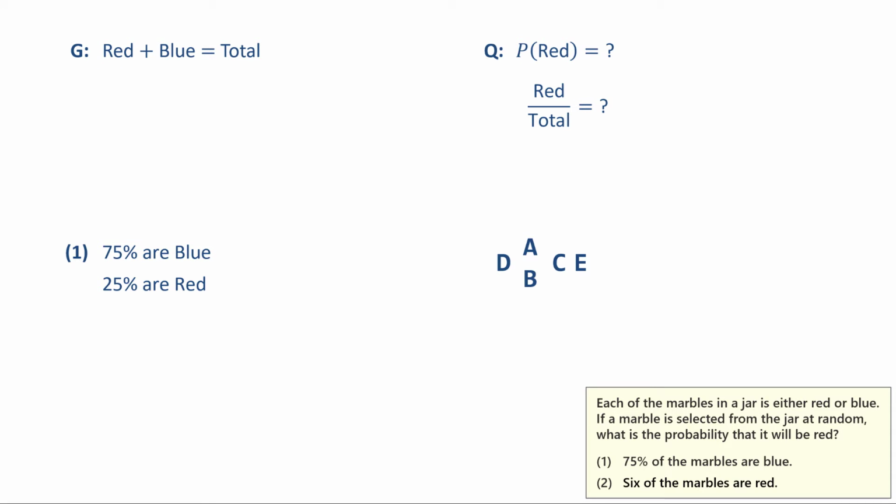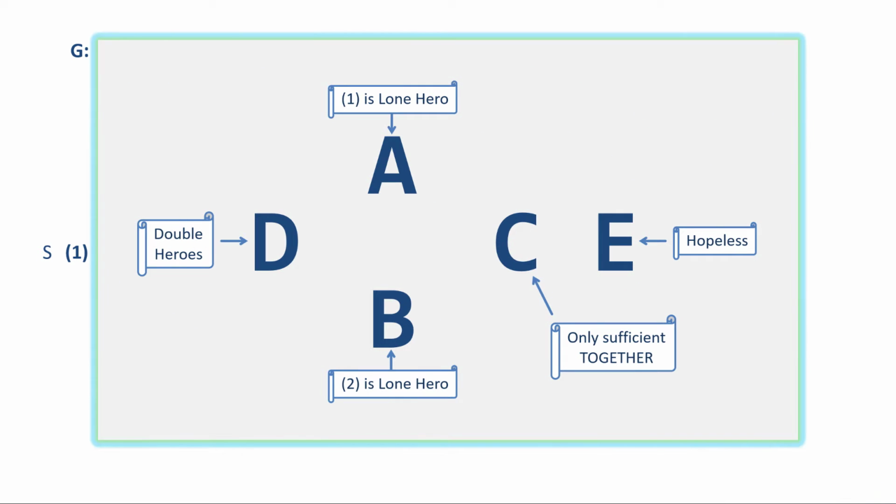This last line answers the question. We have found that red over total equals 25%. So statement 1 is sufficient. Now that we know statement 1 is sufficient, which answer choices can we eliminate? Let's enlarge our DABC grid to think about this.